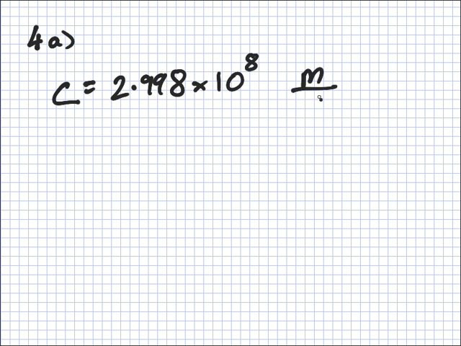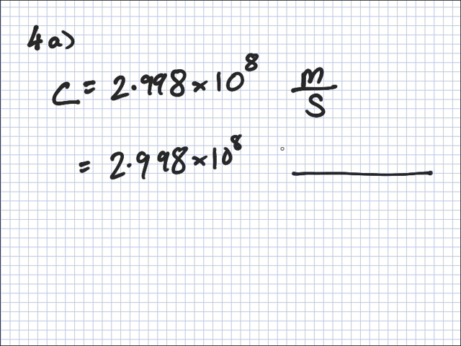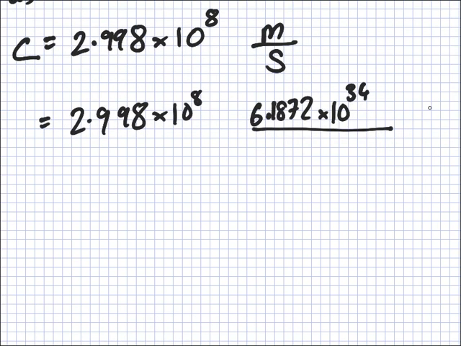Okay, so for part A here, c equals 2.998 times 10 to the 8 meters per second. But what we can do is change the units. We're told a meter is 6.1872 times 10 to the 34, and that's called Planck lengths. So I'll just write LP for Planck length.